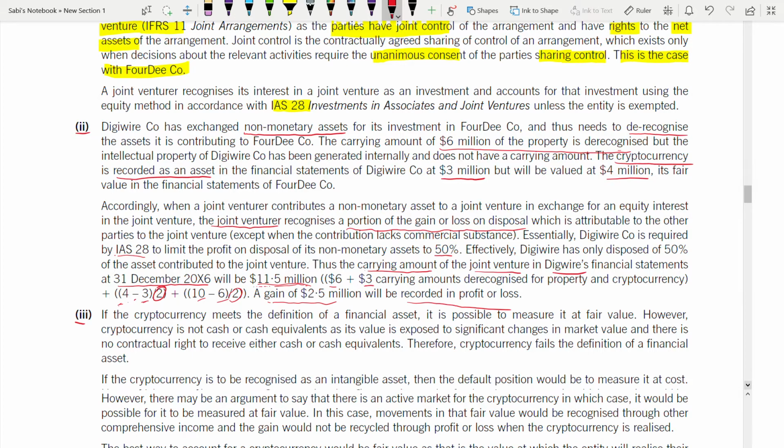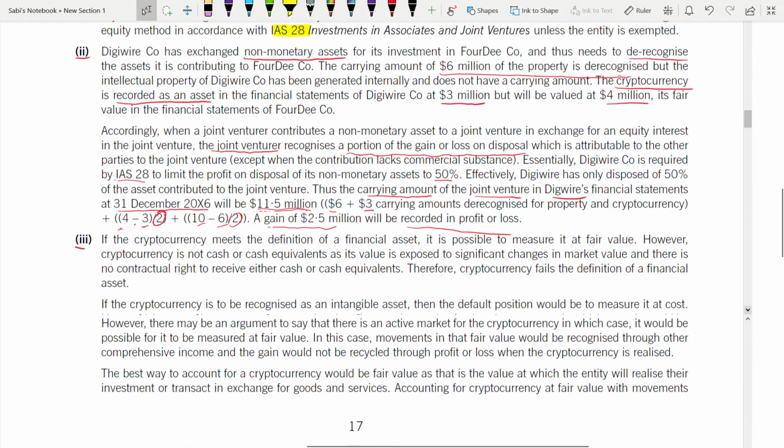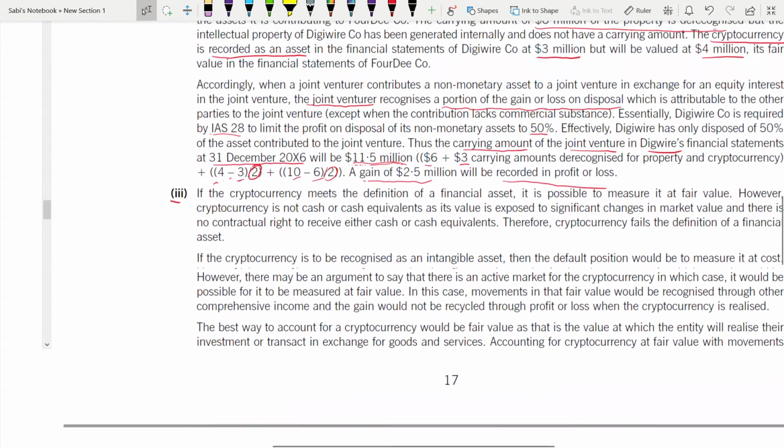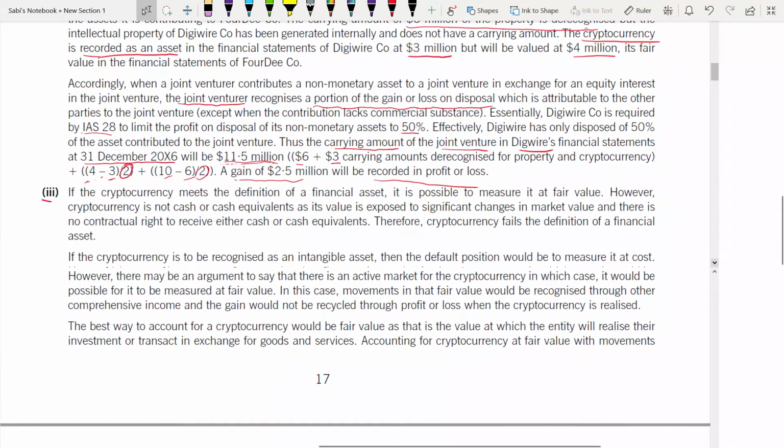Now, coming to the third part. Whether cryptocurrency is a financial asset or intangible asset. This part is not tough. Once you read it carefully and understand it, it will be easy for you. Because IFRS 9, as you know, is the most difficult and complex in nature, it takes some time for students to understand. If you read it first, you will not understand also. But nothing to worry.